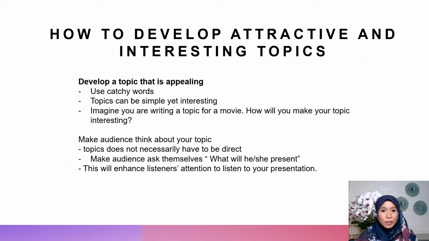So next, once you brainstorm for your ideas, how do you develop attractive and interesting topic? So in order for you to get the attention of the audience, you need to develop a topic that is appealing. So use catchy words. Topics can be simple, but try to make it interesting. Imagine you are writing a topic for a movie. How will you make your topic interesting? Make the audience think about your topic. And the topic does not necessarily have to be direct. Make audience ask themselves, what are you going to be presenting for them? This will enhance the listener's attention to listen to your presentation.